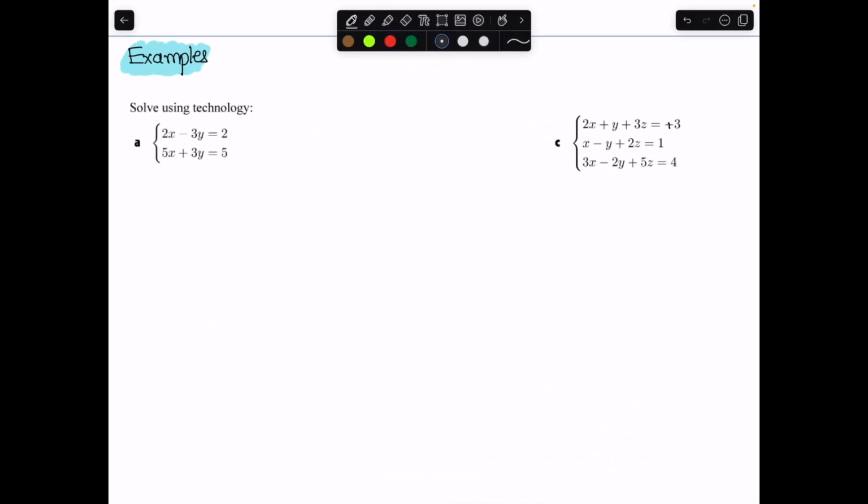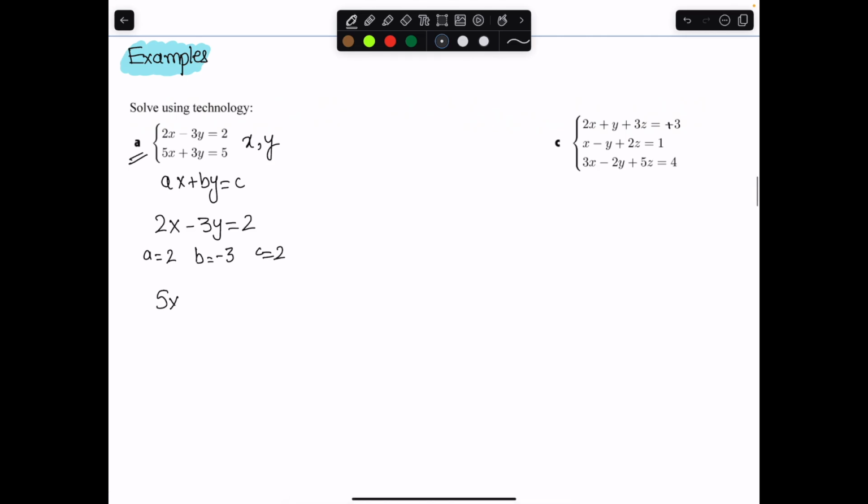Let's look at some examples. The A part talks about solving using technology. It has a two-variable system of equations with variables x and y. As you can see, it's already in general form, ax plus by equals c. So the first equation is 2x minus 3y equals 2. Here a is 2, b is negative 3, and c is 2. For the second equation, 5x plus 3y equals 5. Here a is 5, b is 3, and c is 5.